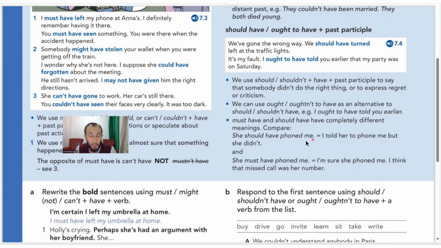But yeah, she should have phoned me. She didn't call me, but there was agreement. And I'm annoyed now a bit. There was agreement. I was expecting her call, but she didn't. So she should have called me. But here there was no agreement.